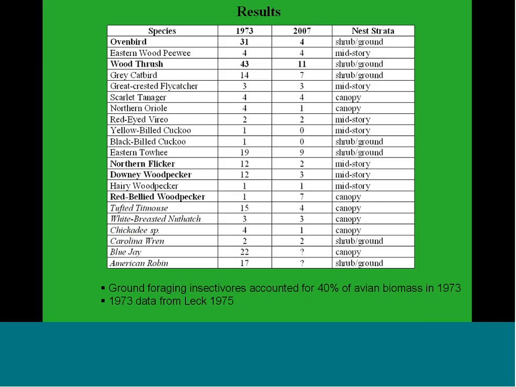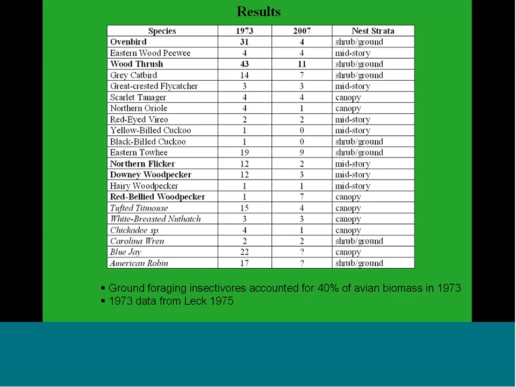The 1973 data is from Lec 1975, a paper that was in the Hutcheson Memorial Forest Journal. They estimated that ground foraging insectivores accounted for 40% of avian biomass in 1973. And we can see that there's been a great decline in these two shrub and ground nesting species.